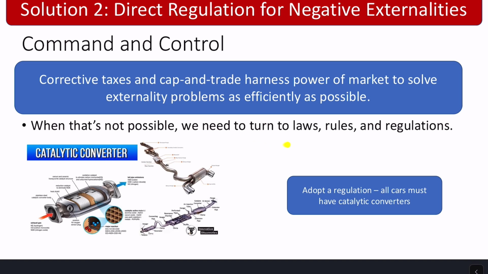When that's not possible, sometimes we need to turn to laws, rules, and regulations. Examples of command and control or direct regulation: every car has to have a catalytic converter on it. A catalytic converter is a part that cleans a lot of the very worst of the noxious gases that burning gasoline produces, which make the air really dirty and bad for you. Prior to the 1970s, these weren't required, and cars put off very noxious gas, making the air pretty dirty for people to breathe. We wanted to fix that problem, so all cars have to have these catalytic converters, and now the air is much cleaner because of them. So the direct regulation was that every car must have one of these things.